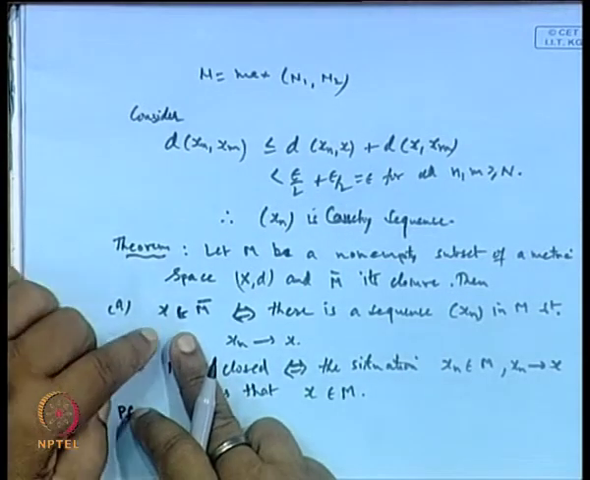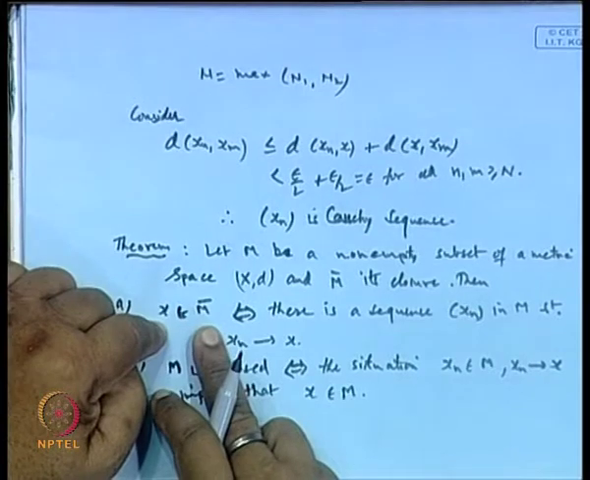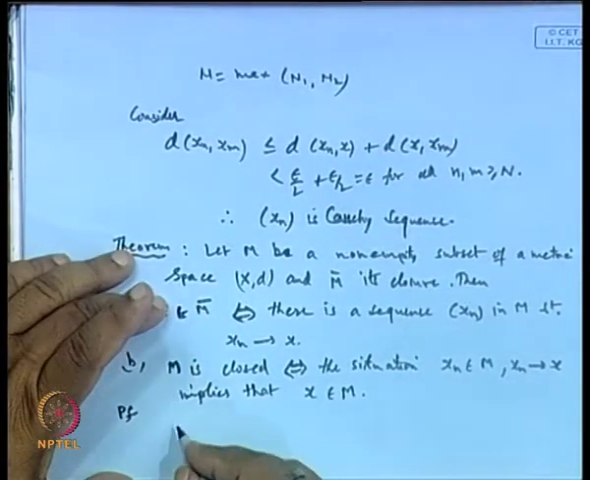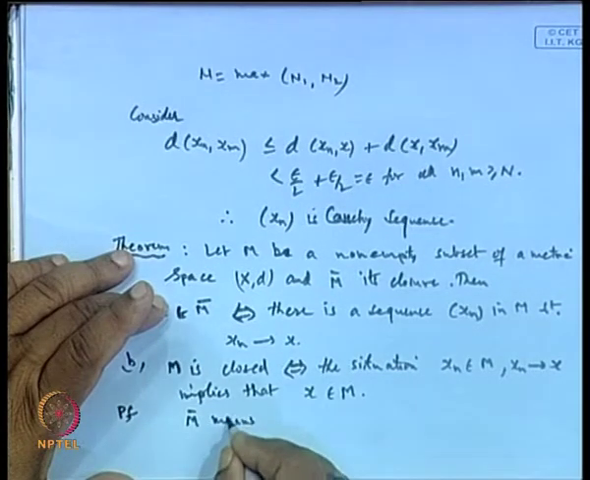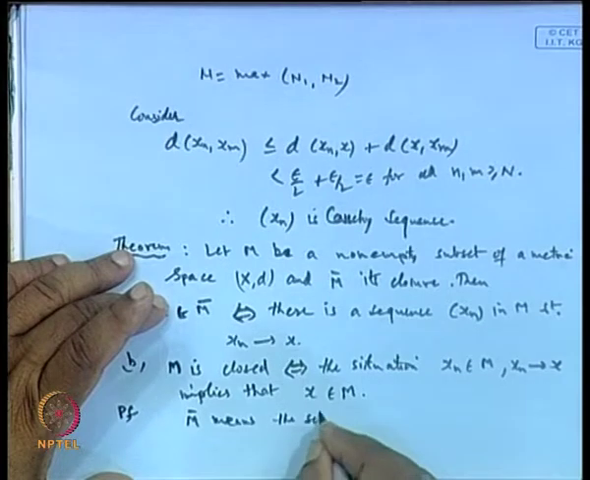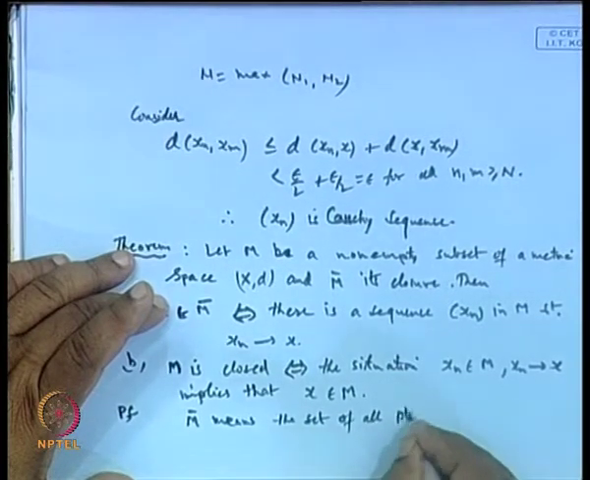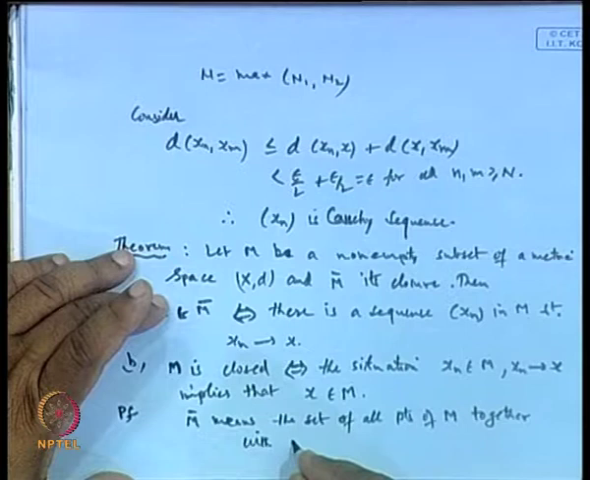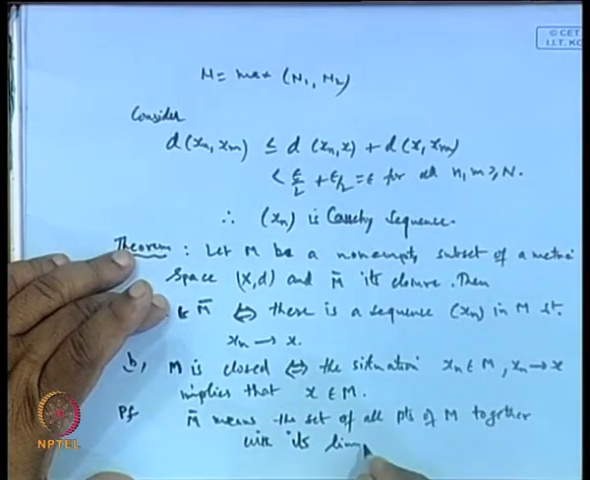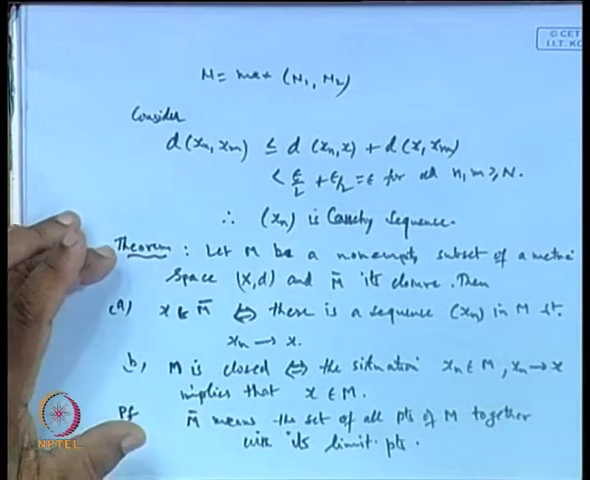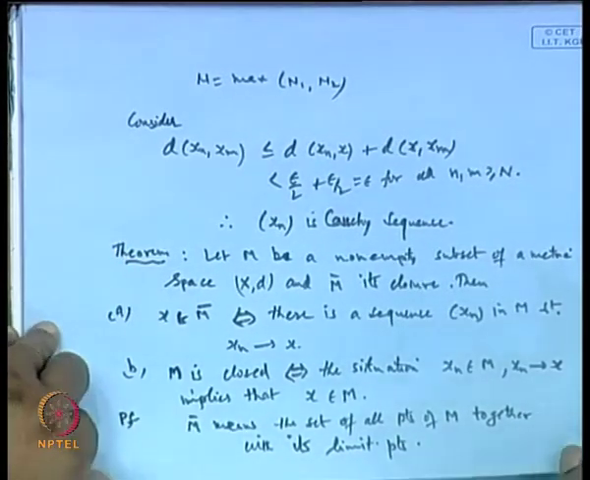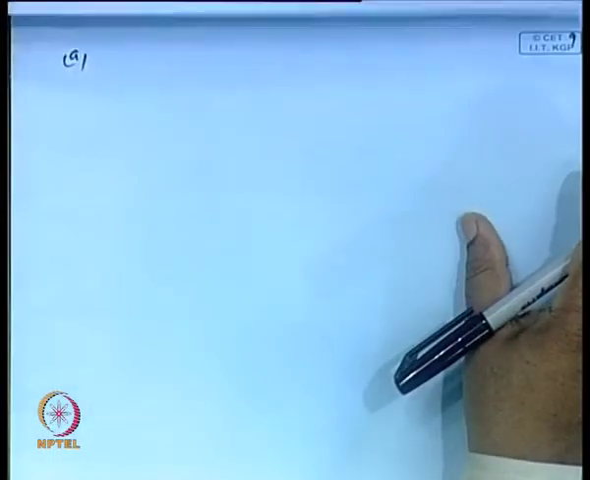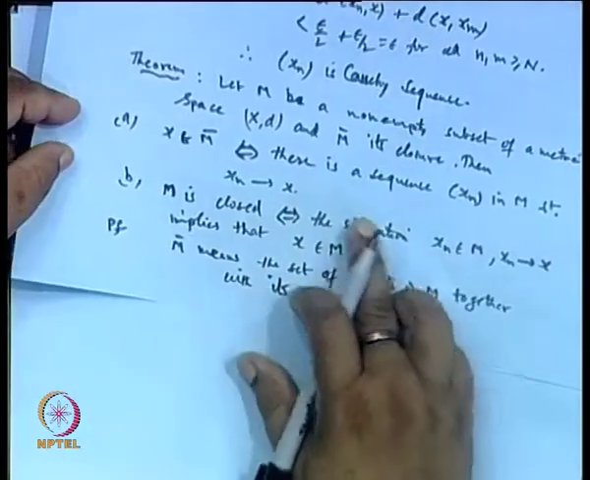So, M closure means the set of all points of M together with its limit points, all limit points. Then this is the M closure. Okay. So, we will prove the first part, that is part A. What we want is: if x belongs to M bar, then there is a sequence x n in M such that x n goes to x.